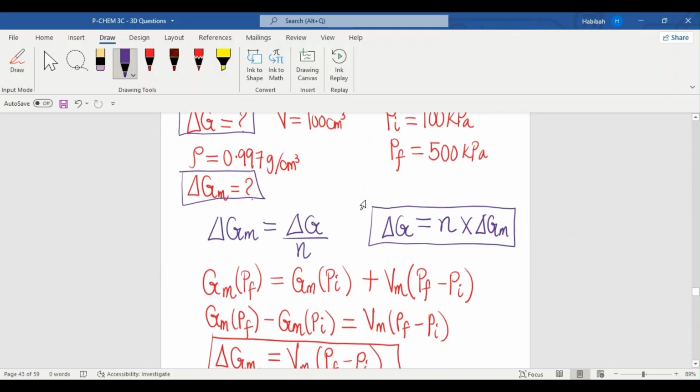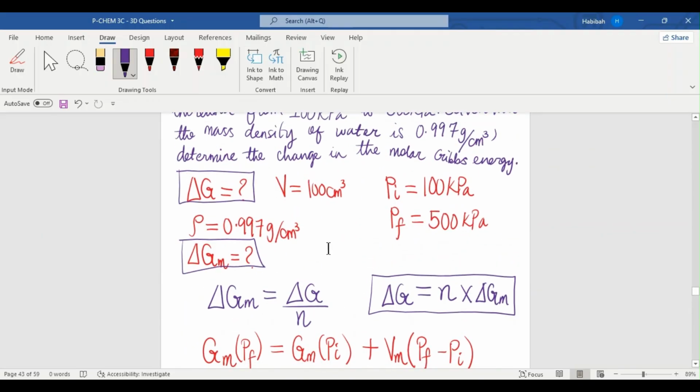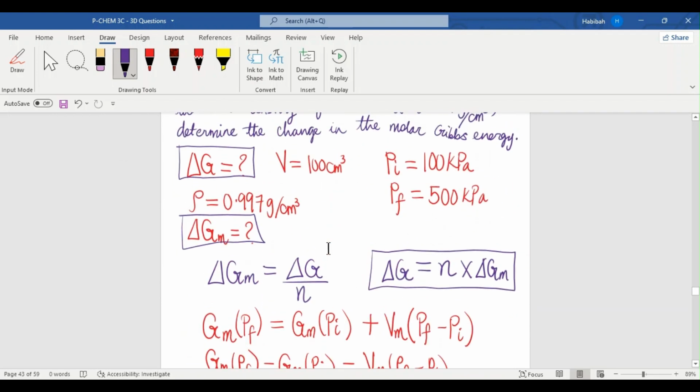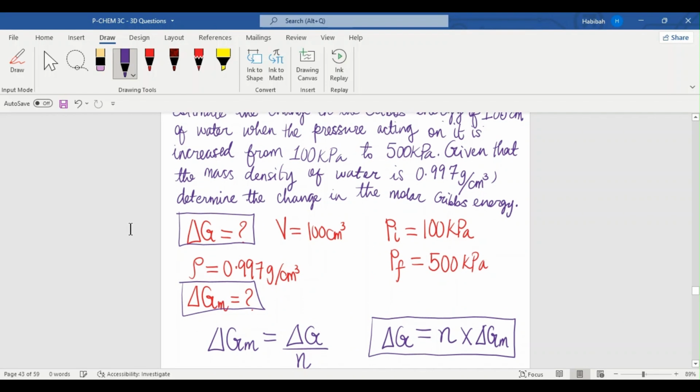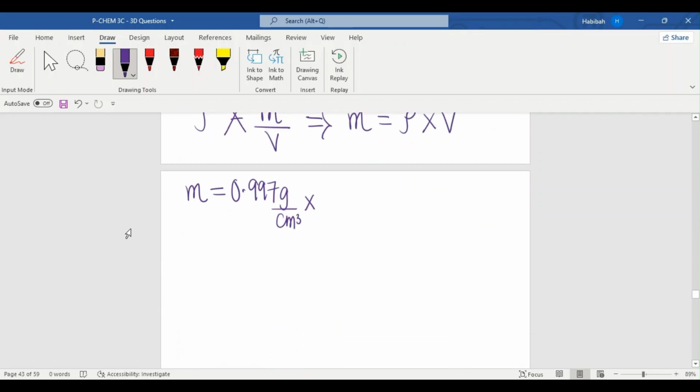So you have 0.997 gram per cm cube, times the volume we have in this question, which is 100 centimeter cube. Of course, the units cancel out. So we have 0.997 grams times 100, and you end up with the mass, 99.7 grams.